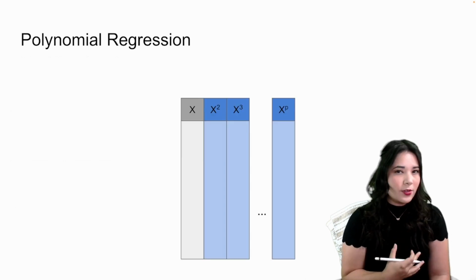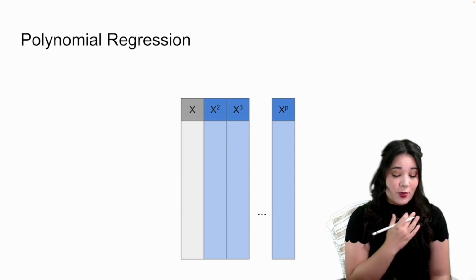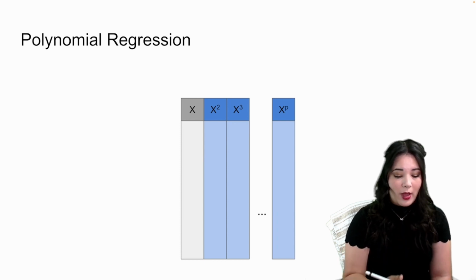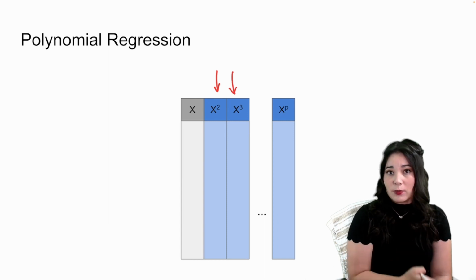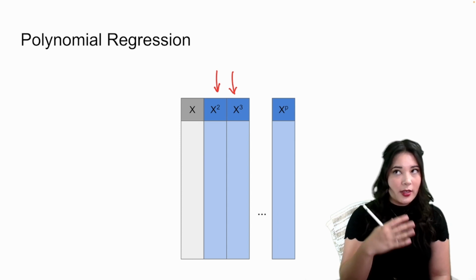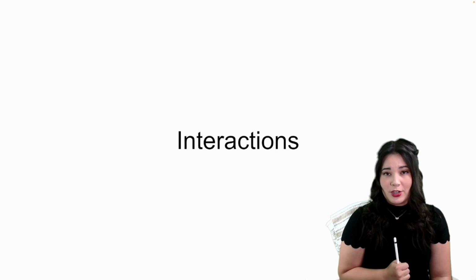So again, to review in the framework of using feature engineering, all we're doing is taking one original variable and creating new columns with it, essentially engineering features. And these columns are just that original predictor to the second, third, fourth, etc. power. Another thing we can do with feature engineering is add interactions.